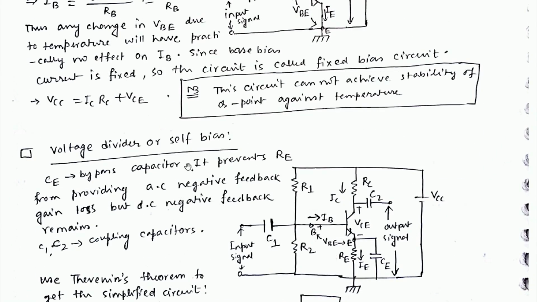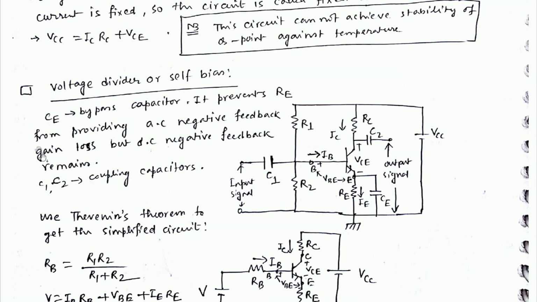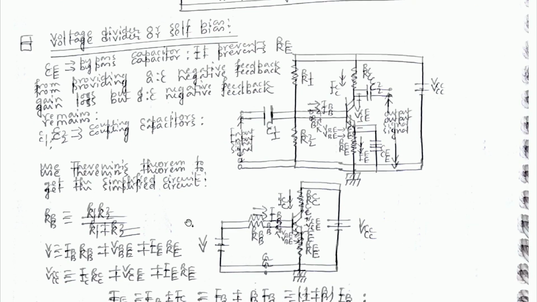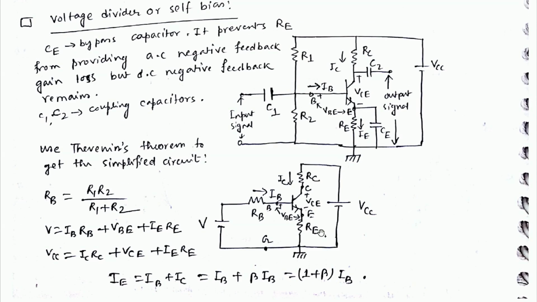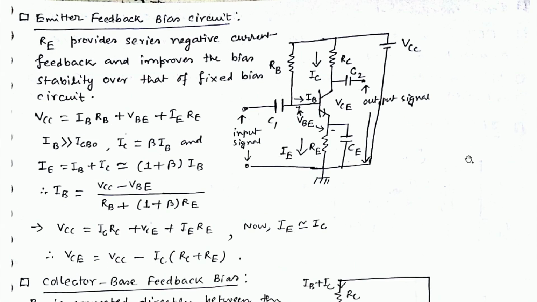Now voltage divider or self bias. As you can see, this is divided into two resistor sections, R1 and R2, and this circuit is called voltage divider. CE is the bypass capacitor, C1 and C2 are the coupling capacitors. Now to simplify this circuit, we use Thevenin's theorem and we get this. This type of circuit you will very frequently encounter in your examination. So if you want to note it down, pause the video and note it down. I have written it in simplified language.